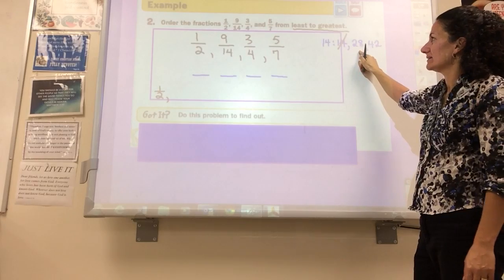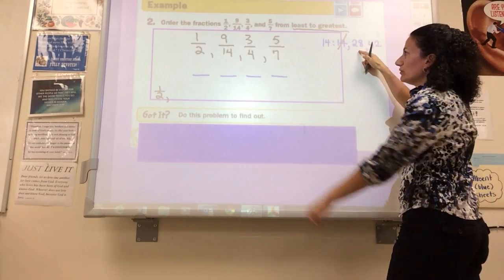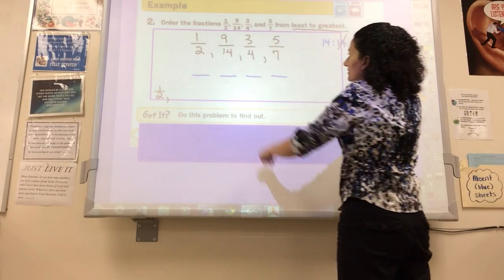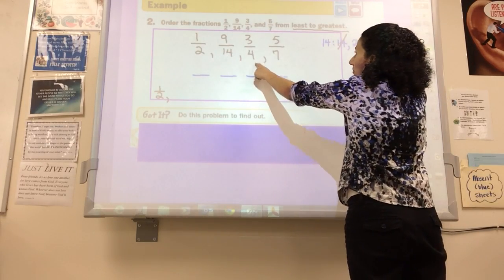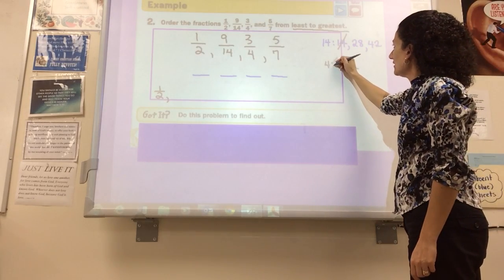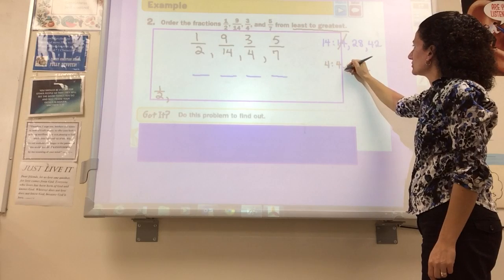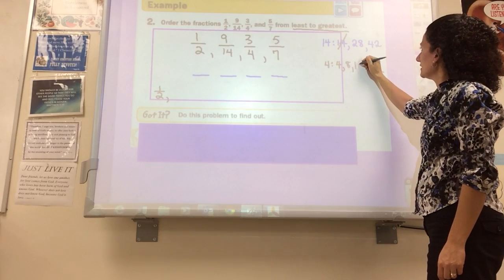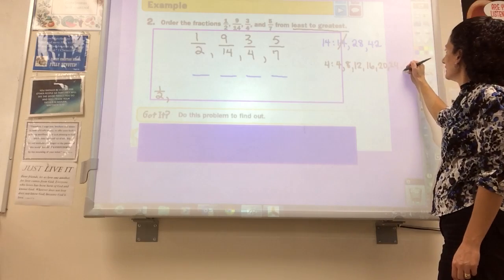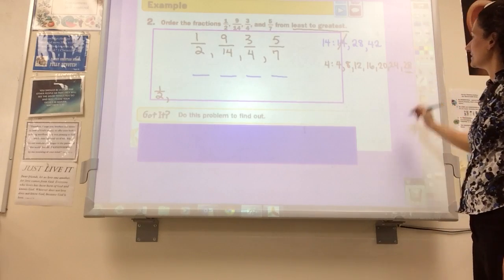How about 28? 14 is a multiple of 14. Any even number is a multiple of 2. Is 28 a multiple of 4? Yes, it is. You can list it out if you want. Your 4 times tables, if you list them out, 4, 8, 12, 16, 20, 24, there it is, 28.